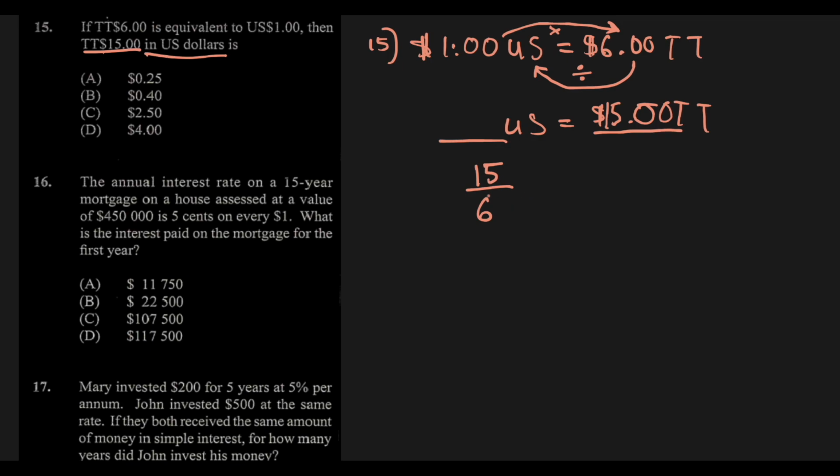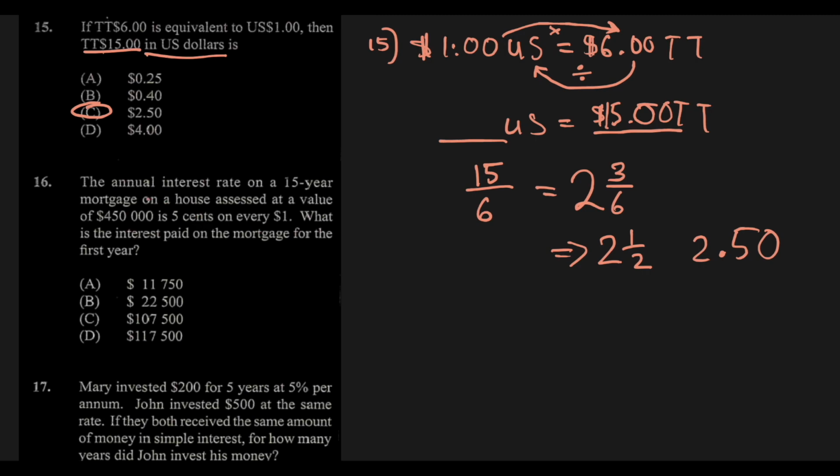For instance, if I convert this to a mixed number, 15 divided by 6 goes twice, because 6 times 2 is 12. The remainder would be 3 over 6, which can be reduced to a half. So I'll have 2.5. But for money purposes, we use 2 decimal places. Therefore, our answer would be $2.50.